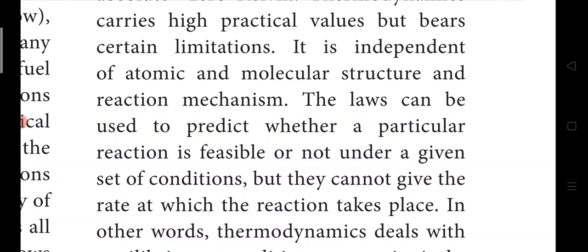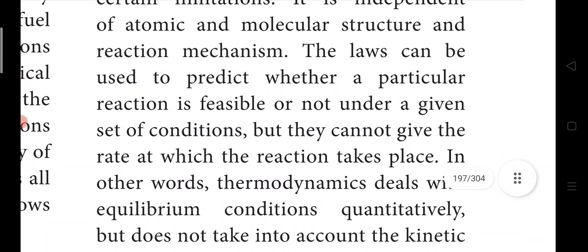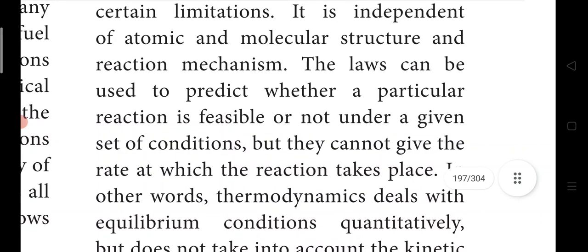The laws can be used to predict whether a particular reaction is feasible or not under a given set of conditions, but they cannot give the rate at which the reaction takes place. So what is the main application of these laws? They can say whether a reaction will take place or not. For example, if I am doing a new reaction, I will not know how long this reaction will take, and I will not know whether it will be a successful reaction. In that case I can go with thermodynamics.